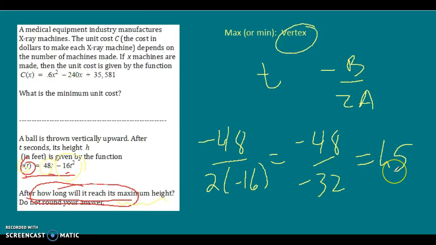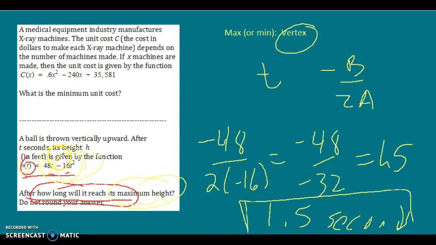So the best answer here is, how long will it take to reach its maximum height? It'll take 1.5 seconds. If the question said instead, what's the maximum height, instead of when's it happen, I would take this 1.5, plug it into here, and that'd be the answer. But as it stands, this would be the final answer to this particular question. It'd be the x value of the vertex.